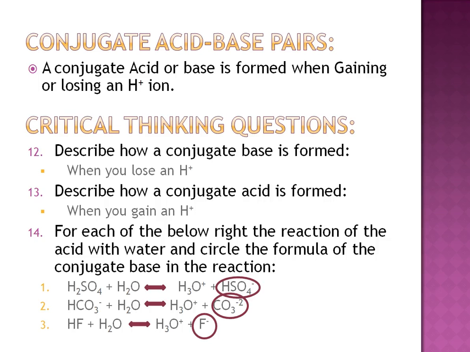write the reaction of the acid with the water and circle the formula of the conjugate base in the reaction. Number 1 is HSO4- because it loses an H+ ion. Number 2 is CO3 2- because it also loses an H+ ion. And for number 3, it is F- because it loses an H+ ion.